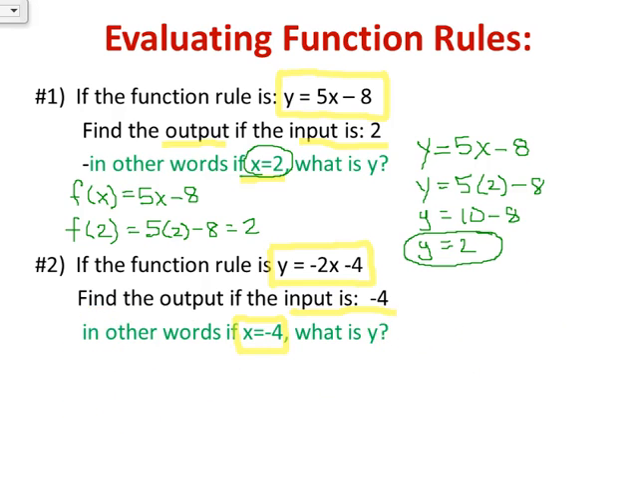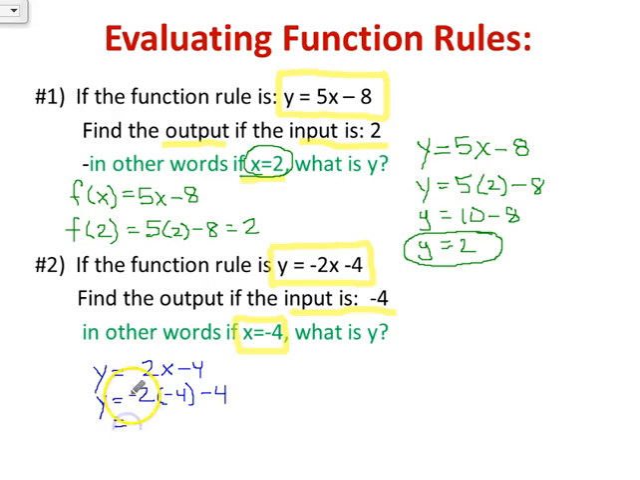Okay, so our equation is y equals negative 2x minus 4. I know wherever I see an x, I have negative 2 times x. So instead of putting x in, I'm going to put in negative 4 this time. So it's negative 2 times negative 4 minus 4.